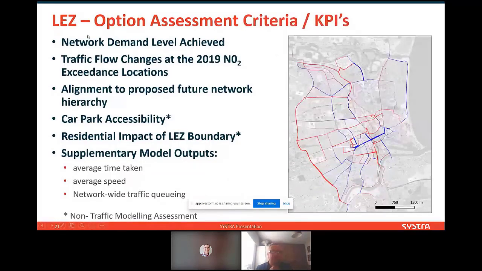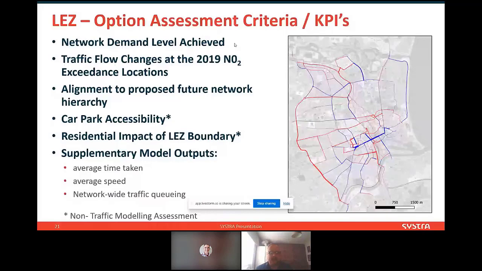In terms of the KPIs and what we used the model for and the outputs from the models, first and foremost was what level of demand the models were able to run at. What we found was larger low emission zones involved the displacement of a higher volume of non-compliant traffic, and quite often the network wasn't able to manage that level of traffic. So we had to reduce the demand and say, well, if you want to implement that scheme, you're only going to be able to run the model at 90% demand. And that's the first and foremost statistic that we pulled out of that model. What level of demand could be achieved?